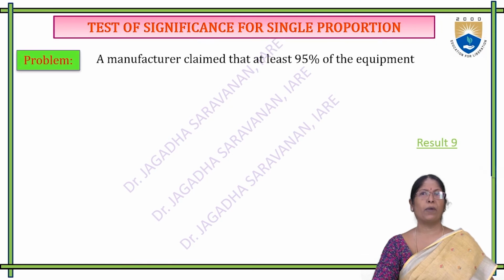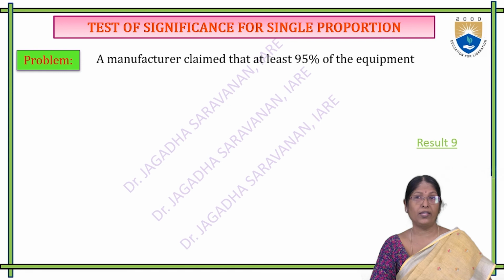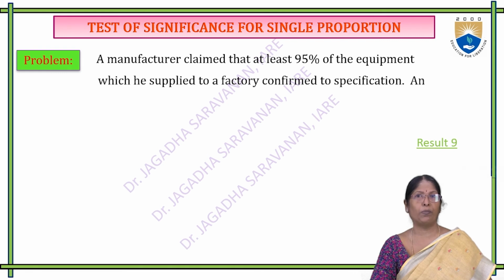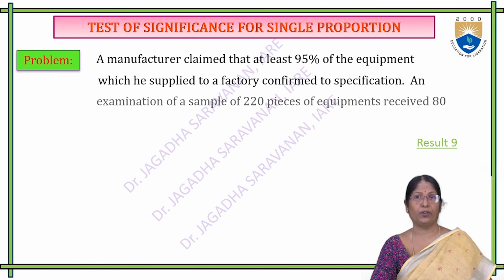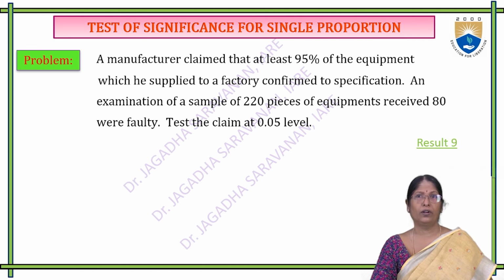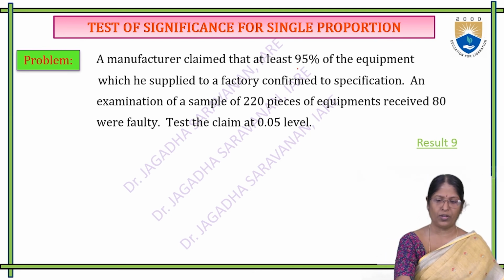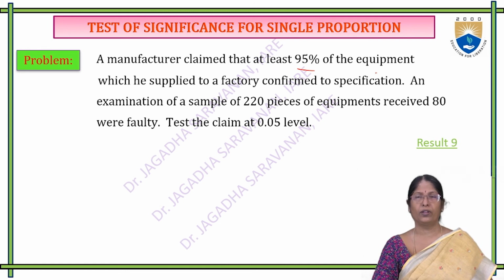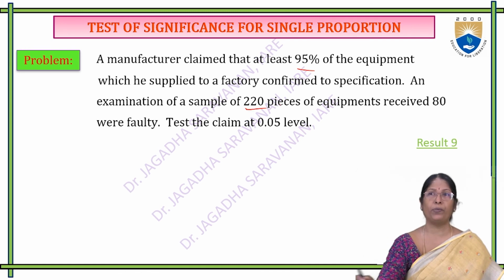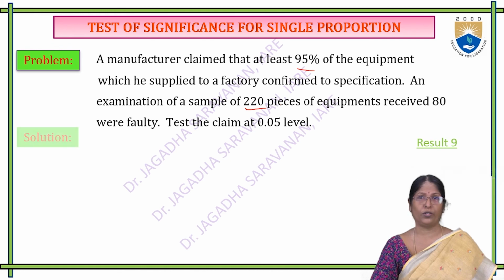The next one: a manufacturer claimed that at least 95% of the equipment supplied to your factory conformed to specification. An examination of a sample of 220 pieces of equipment received showed 80 were faulty. Test the claim at the 0.05 level. So 95% of the total are fit for the specification. The sample we are taking is 220 pieces, in which 80 were faulty.